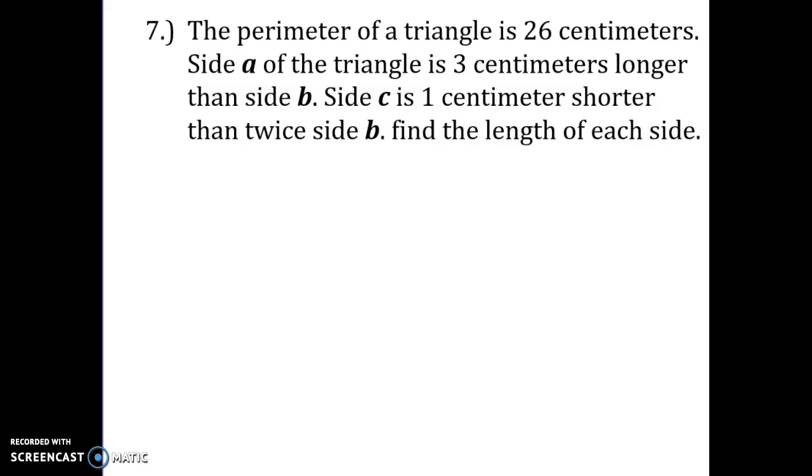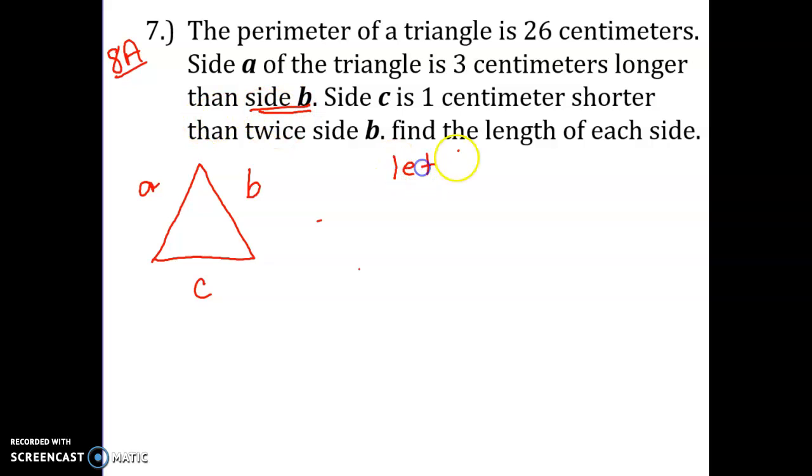Okay, guys, welcome back. So problem number 7, again, we're going through notes 8A. Problem number 7 says the perimeter of a triangle, so let's draw our triangle, is 26 centimeters. Side A of the triangle is 6 centimeters longer than side B, and side C is 1 centimeter shorter than twice side B. Okay, so with all of this, we can write our variable as being side B. So let's let B be equal to side B.